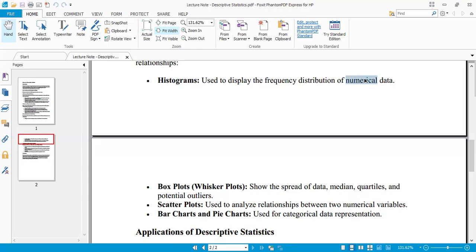Okay, numerical data. Can you give me an example of numerical data? What do I mean by numerical data? Now, somebody give me an example of numerical data. Like ages of people. Okay, thank you. That's numerical data. Any other example?